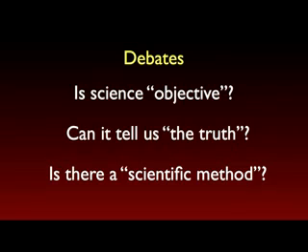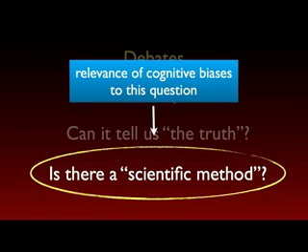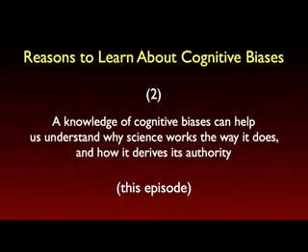Now, I don't presume to settle these big questions in a podcast episode. At some point in the future, I'll do a whole course in the Critical Thinker Academy on philosophy of science issues, but my goals for this episode are much less ambitious. What I want to focus on is that last question. Is there such a thing as the scientific method? And I want to talk about the relevance of cognitive biases for this question, and what this means for the authority of science. So, is there such a thing as a scientific method?